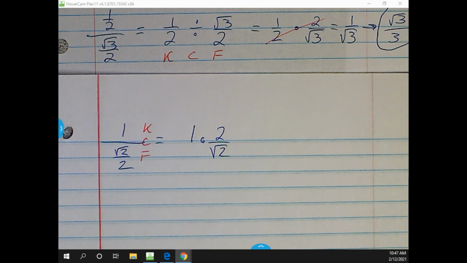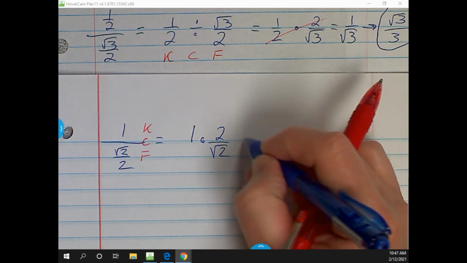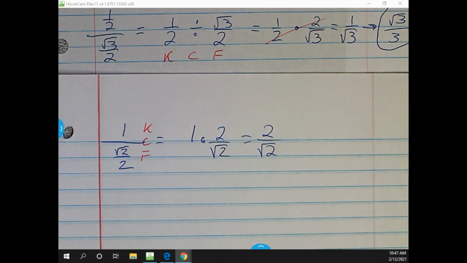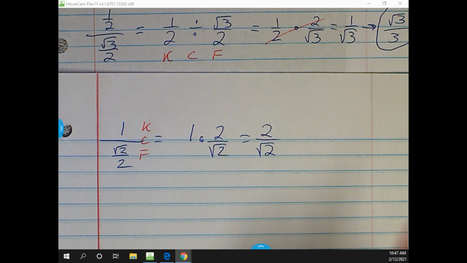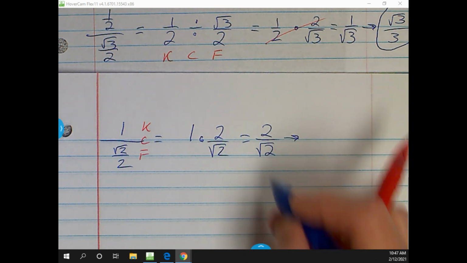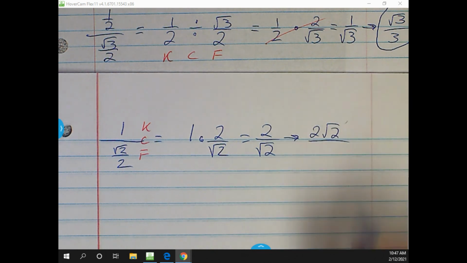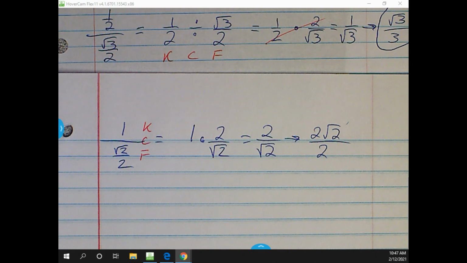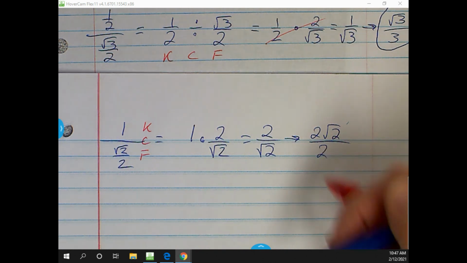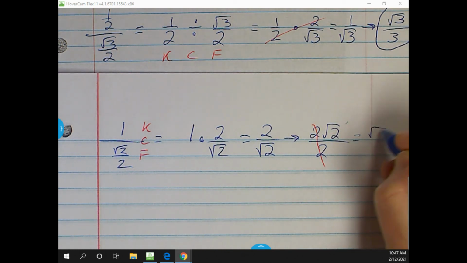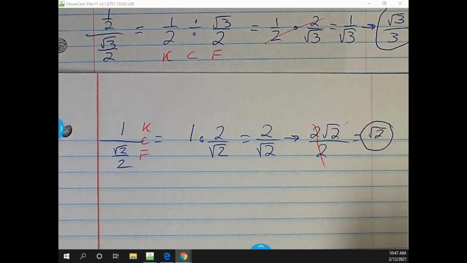And you may be saying, well, if you do 1 times it, that's just the number, right? Yes, that's just the number. So it's just 2 over the square root of 2. And then now we can rationalize this thing. So then we'll move the square root of 2 from the bottom to the top, and we'll leave just the 2 on the bottom. Okay. And then cancel out the 2's. So you can finally get the square root of 2.